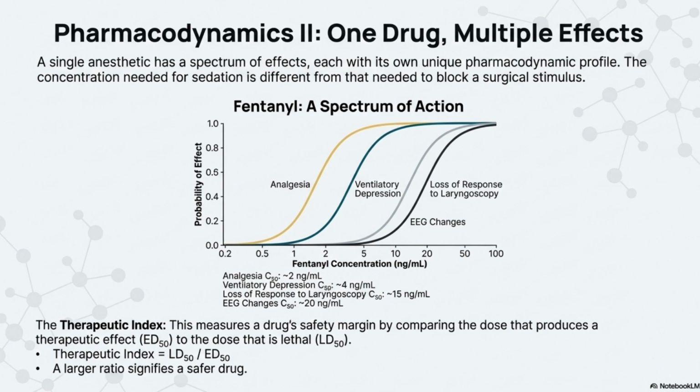And we quantify this with the therapeutic index, or TI, which is the lethal dose 50 divided by the effective dose 50. LD50 over ED50. A larger ratio means a wider safety margin, a safer drug. And the reality is that many of our anesthetic drugs have distressingly narrow therapeutic indices, which demands incredibly precise titration.